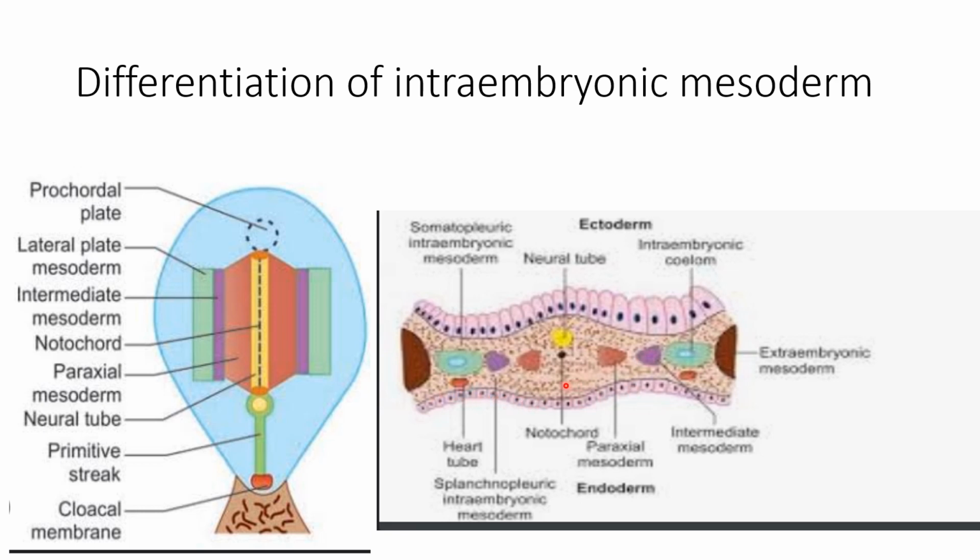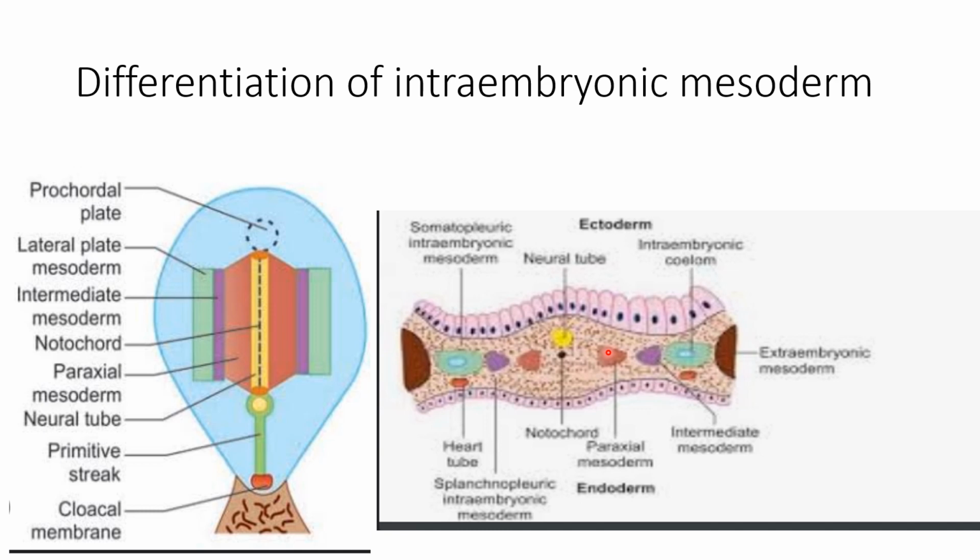Now we will see how the intraembryonic mesoderm is differentiated. So in the midline we have the notochord, and above the notochord is the neural tube. So in the axis we have the notochord. Now, just adjacent to the notochord on either side, the intraembryonic mesoderm is differentiated to form paraaxial mesoderm. So, this is the paraaxial mesoderm lying on either side of the notochord.